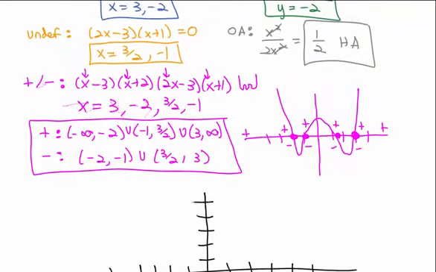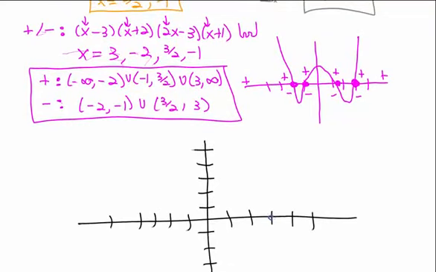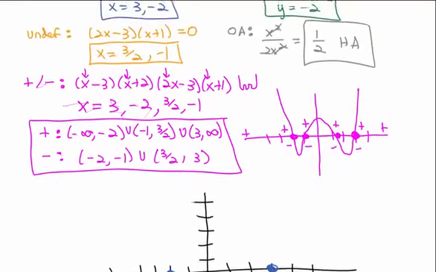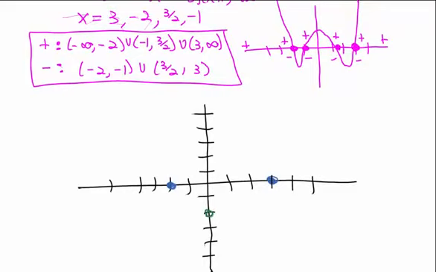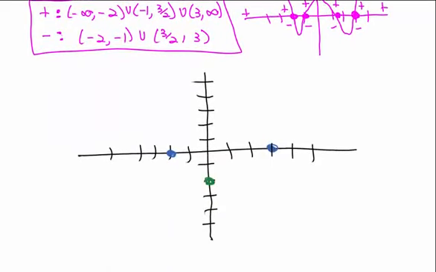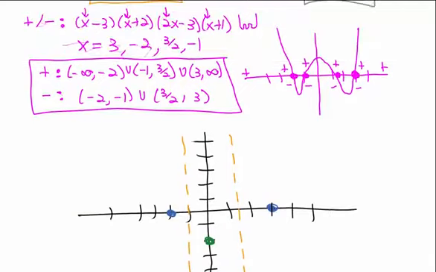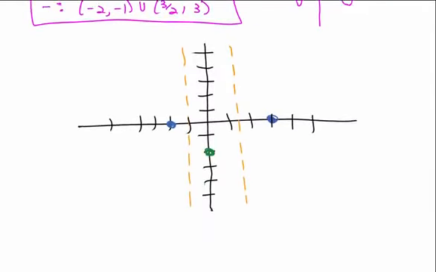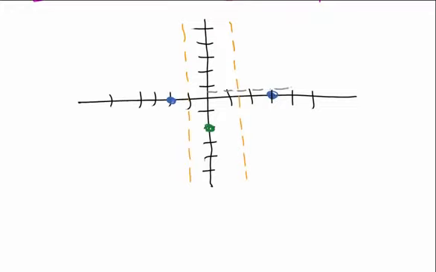First, the x-intercepts were at -3, or I'm sorry, 3 and -2. So 3 and -2. The y-intercept, that one was at -2 on the y-axis. The undefined points, they're both vertical asymptotes at 3/2 and -1. So a vertical asymptote at 3/2 and a vertical asymptote at -1. And then a horizontal asymptote at 1/2.